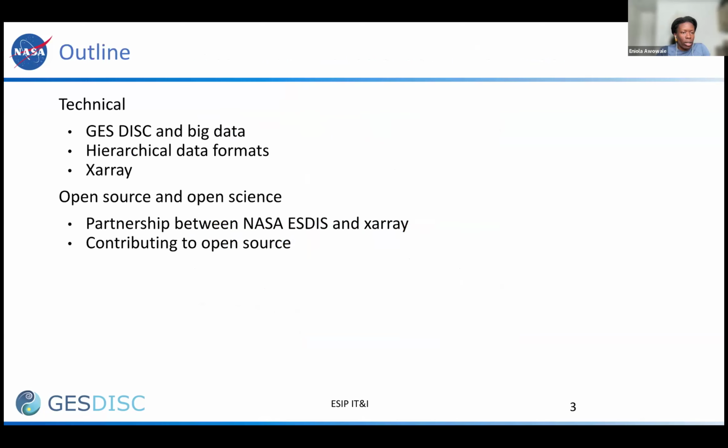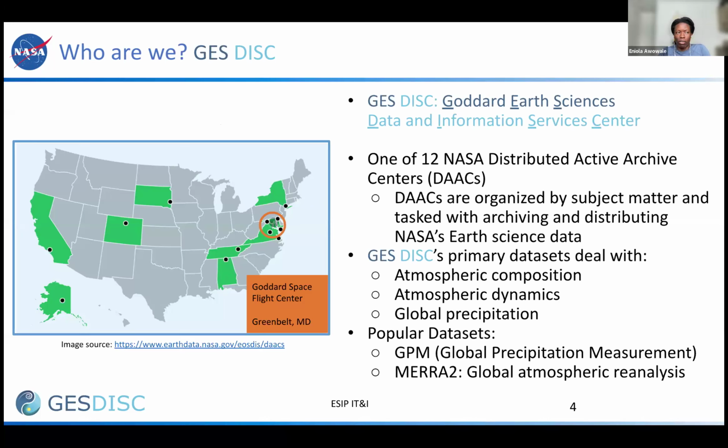So who we are. GESDISC is the Goddard Earth Sciences Data Information Services Center. We're one of the 12 NASA Distributed Active Archive Centers, or DAACs. DAACs are generally organized based on subject matter. Our primary data sets deal with atmospheric composition, atmospheric dynamics, global precipitation, and things like that. Some popular data sets that you might know of are GPM, the Global Precipitation Measurement mission, and also MERRA-2, a global atmospheric reanalysis product.